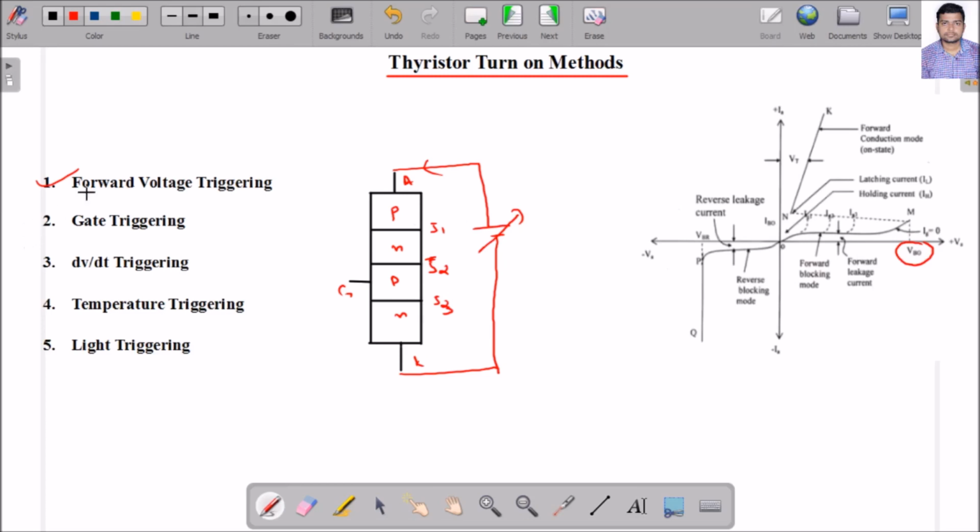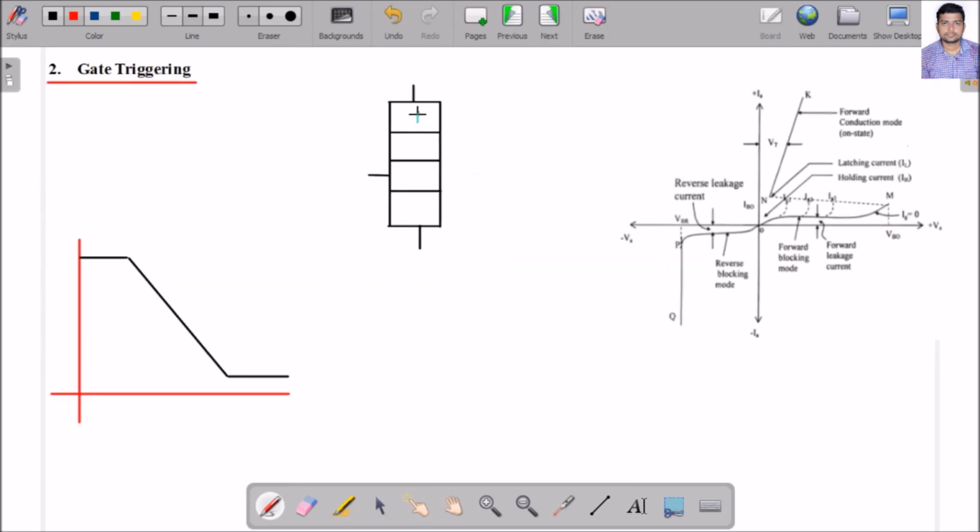Next we will discuss gate triggering. It is a PNPN four layer device, with anode, cathode and gate. In the forward blocking mode, the anode is given positive and the cathode is given negative. In this condition, J1 and J3 are forward biased and junction J2 is reverse biased. But the VBO requirement to turn on the thyristor is very high. Suppose I take a 400 volt thyristor, the VBO is around 2 times, that is 800 volt.